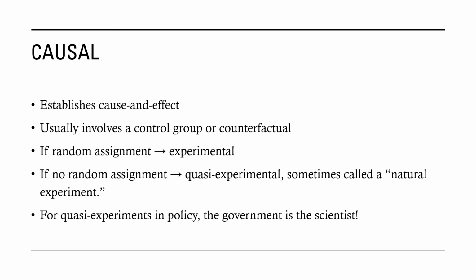If there is a control group that receives a placebo, and an experimental group that receives the vaccine, we call this an experimental research design. The important aspect here is that there is random assignment of potential patients.